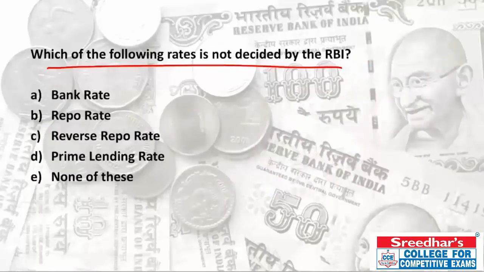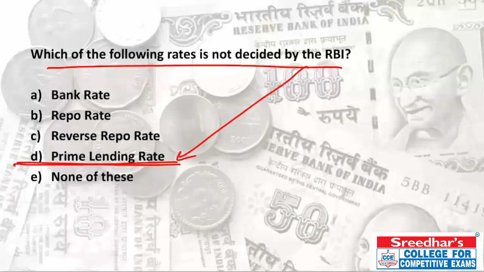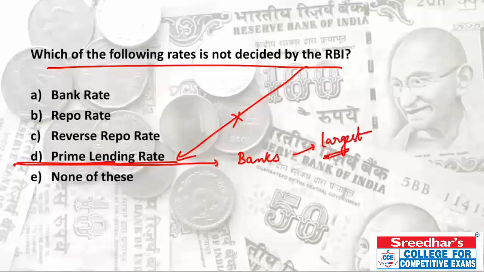Which of the following rates is not decided by RBI? Prime lending rate. Prime lending rate is not determined by the Reserve Bank of India. So what is this prime lending rate? It is the rate at which banks charge their largest, most secure and most credit-worthy customers on short-term loans. This rate is used as a guide for computing interest rates for other borrowers.